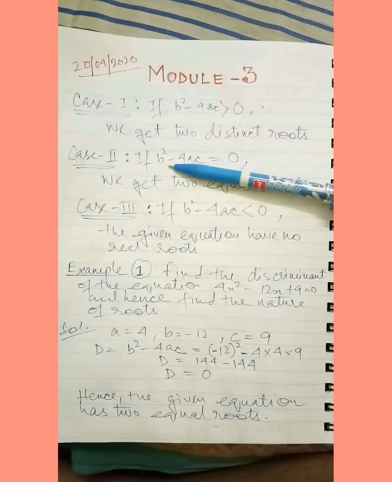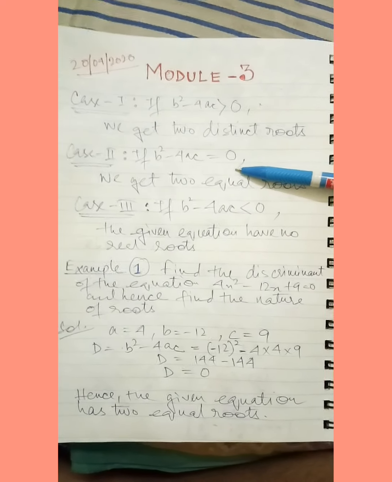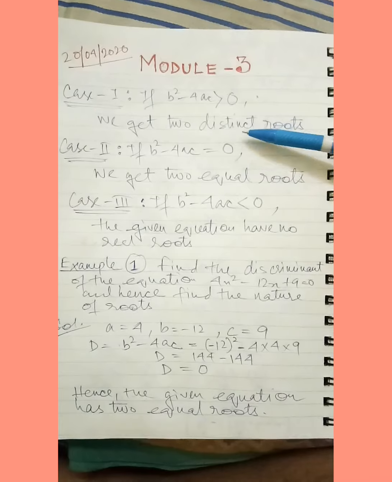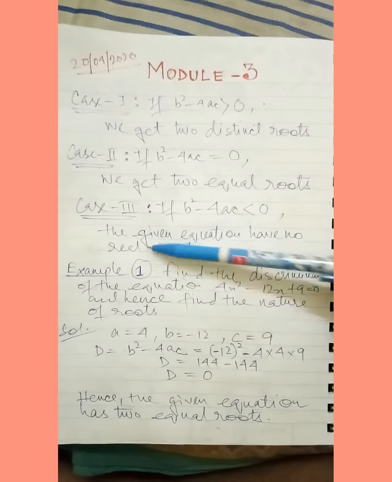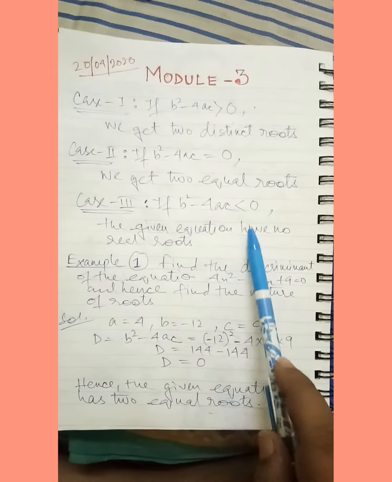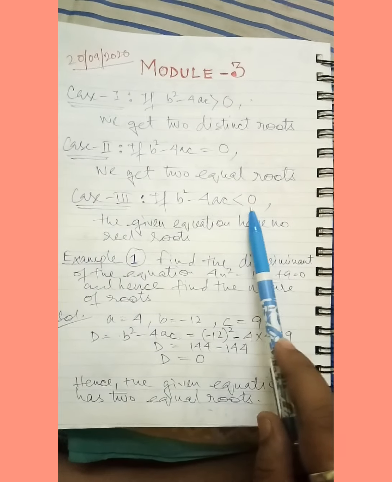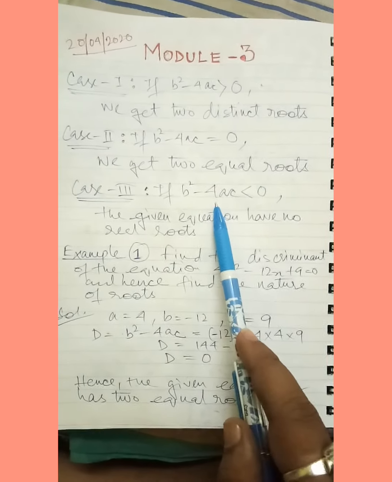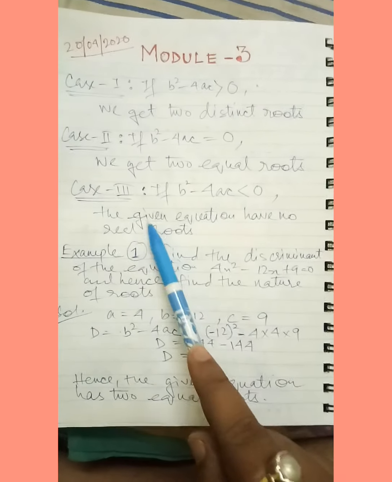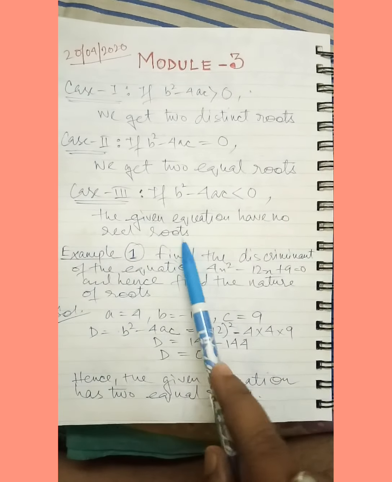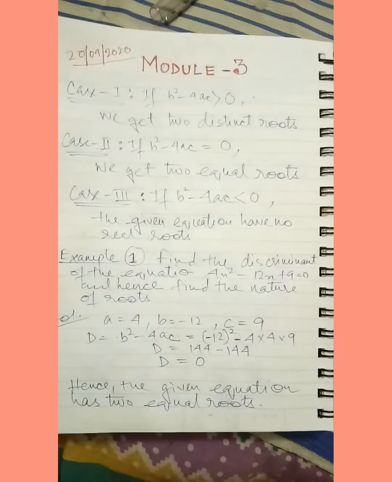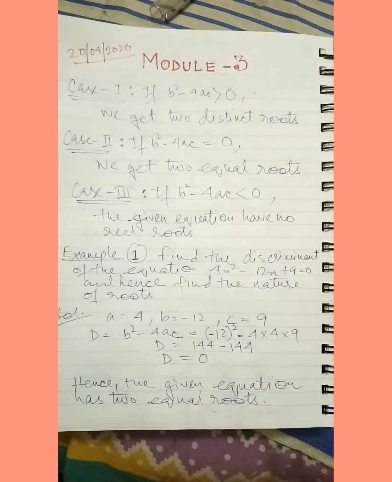Next, case 2: if b square minus 4ac equals 0, we get two equal roots. That is distinct and this is equal. Now case 3: when it is less than 0, that means suppose the value of D is coming negative, like minus 2 or minus 1, then the given equation has no real roots. Now I am starting with an example to show you how it is done.